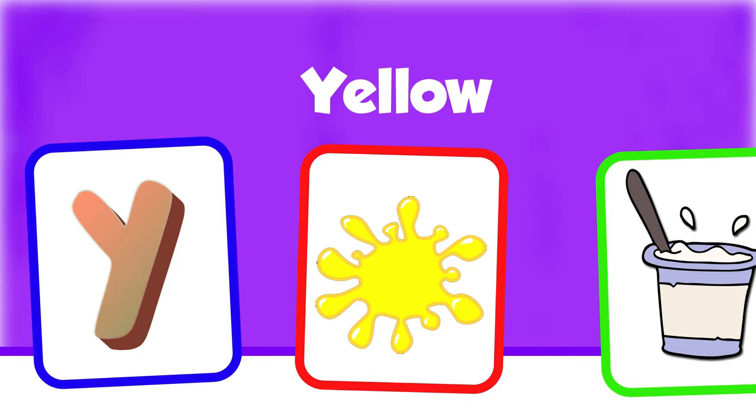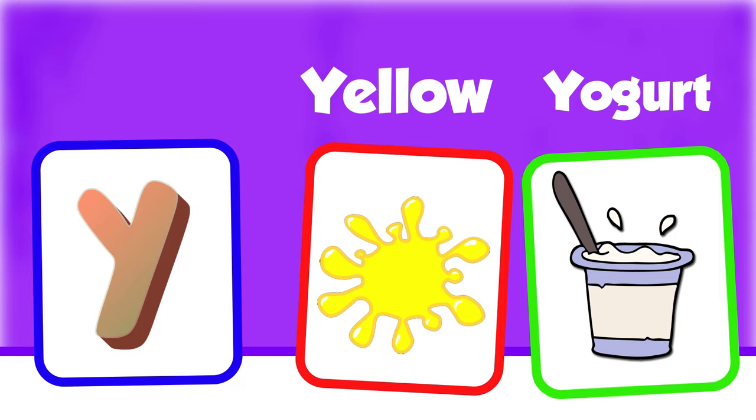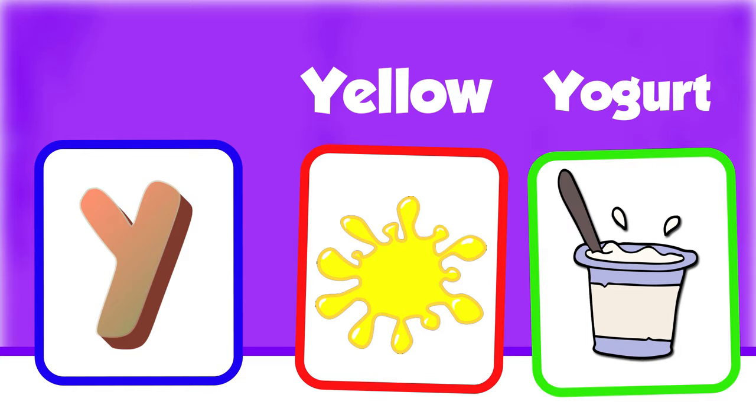Y is for yellow, y y yellow. Y is for yogurt, y y yogurt. Y is for y y y y yellow. Y is for y y y y yogurt.